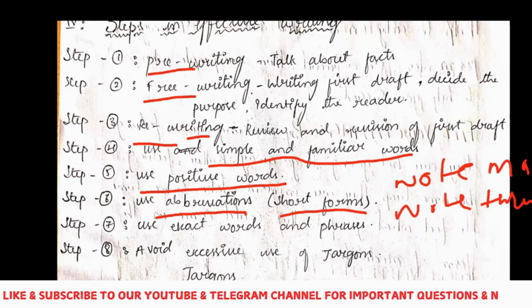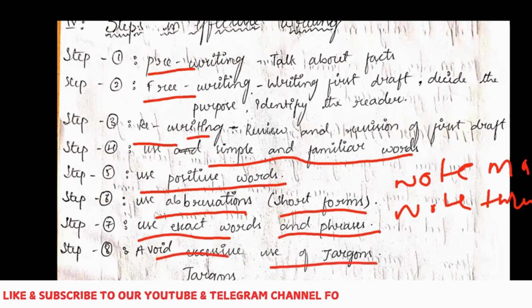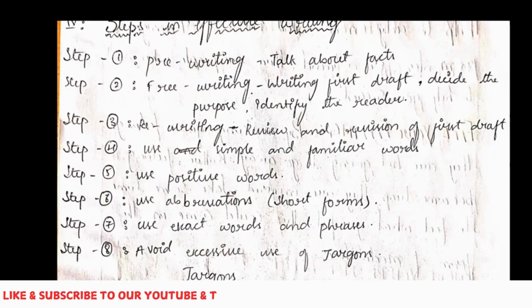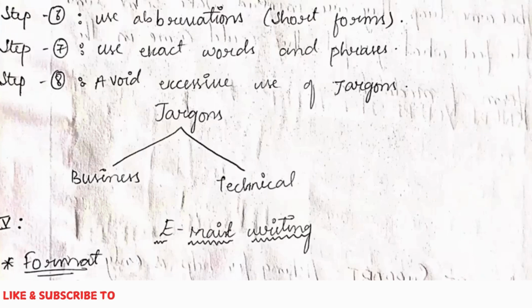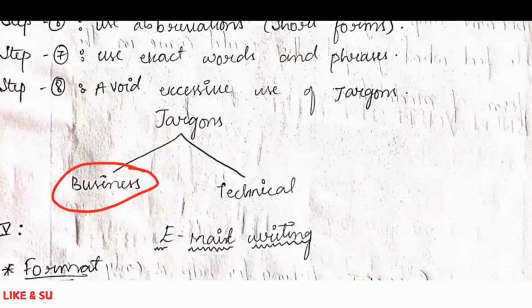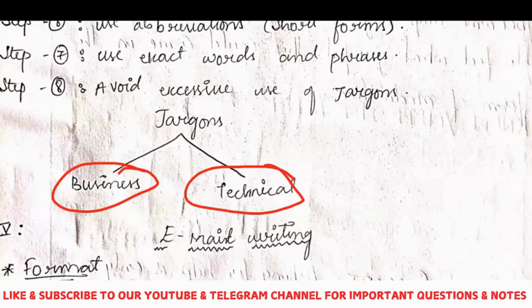Next, use exact words and phrases. Avoid excessive use of jargon. Jargon means business and technical words. Jargon is the particular words we can use for business and technical writing. Both of these you can show in the examination. This is only a 2 credits paper. You can focus on that. Don't worry about that.